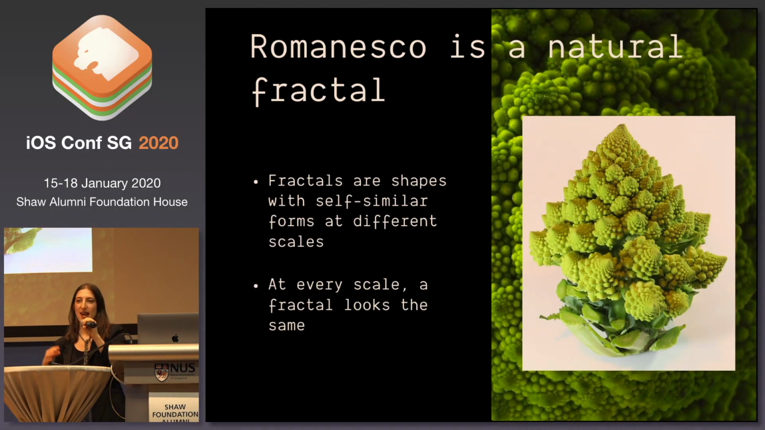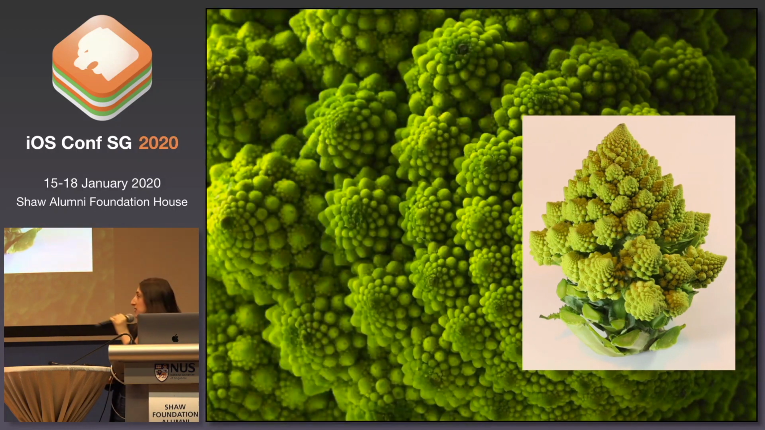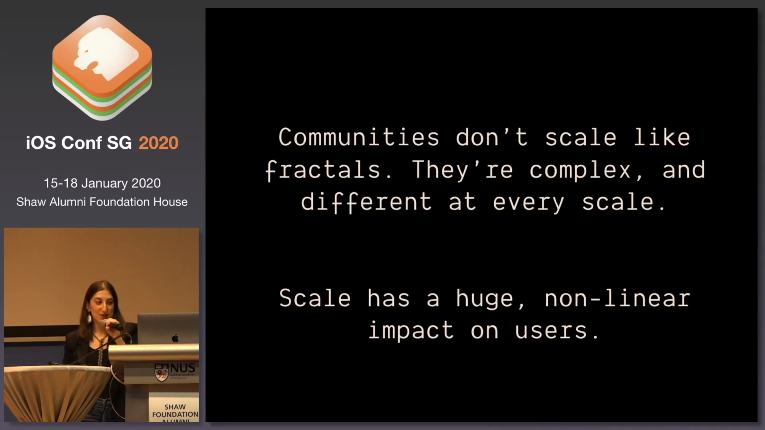Romanesco is a natural fractal. Fractals are shapes with self-similar forms at different scales. What that means is that at every scale, a fractal looks the same. So if you look at this vegetable and you look at the zoomed in image, you can see that the zoomed out vegetable and the pieces in this larger image are the same shape, which is just a very cool and beautiful thing. But communities don't scale like fractals. They don't look identical when they're very small and when they're very large. They're complex and different at every scale.